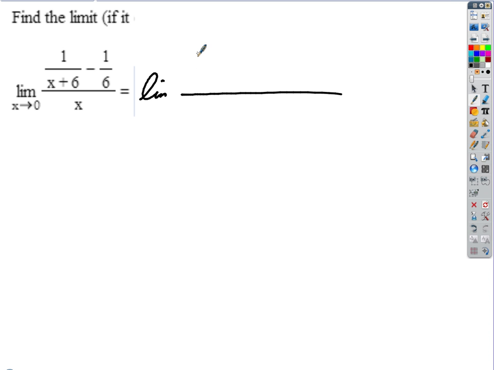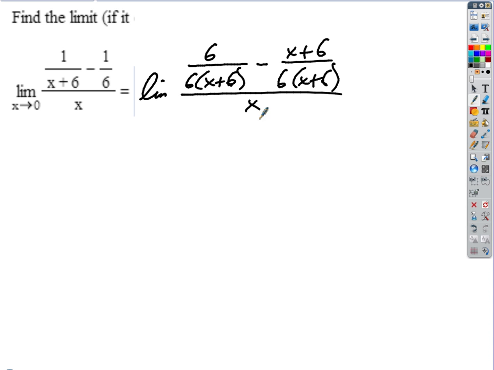Good, so if I do that, I'm going to get 6 over 6 times the quantity x plus 6, minus, and then this guy multiplied by the quantity x plus 6 over x plus 6, right? Then on the bottom, I just have an x over 1, right? So when we're dealing with fractions now, I've got my common denominator.